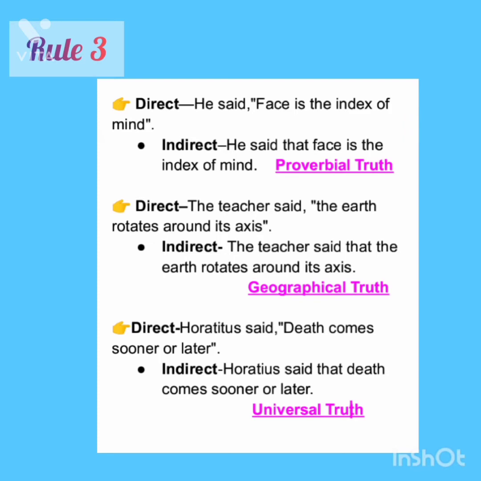Now coming to the second sentence, direct speech: The teacher said, "The earth rotates around its axis," and when it is changed into indirect speech: The teacher said that the earth rotates around its axis. So it is a geographical truth. So the tense of the verb is never changed in the sentence. Now coming to the third sentence, direct speech: Horatius said, "Death comes sooner or later." When we convert into indirect speech, it will be: Horatius said that death comes sooner or later.